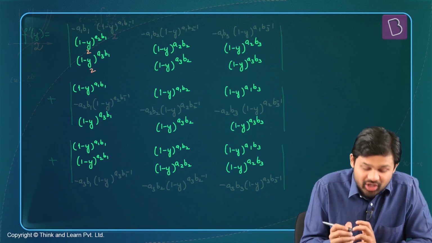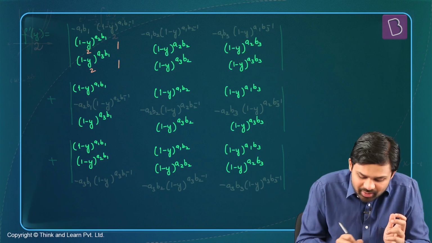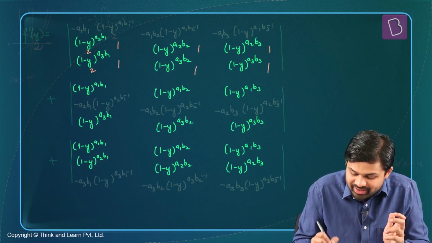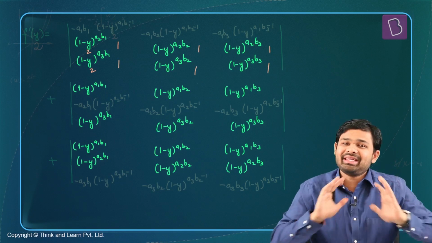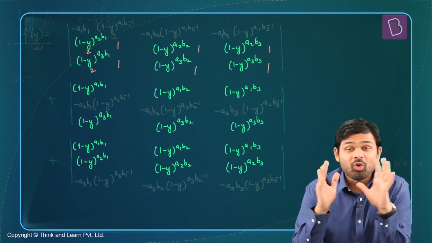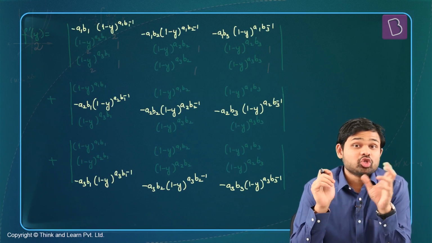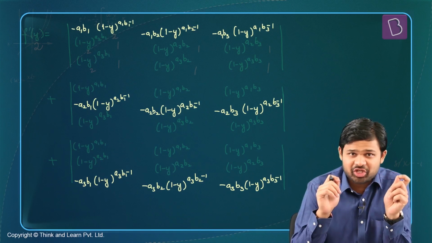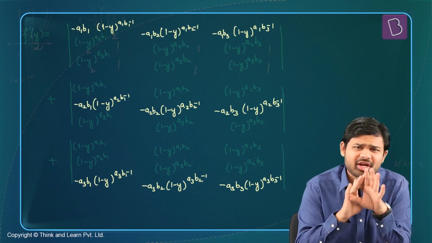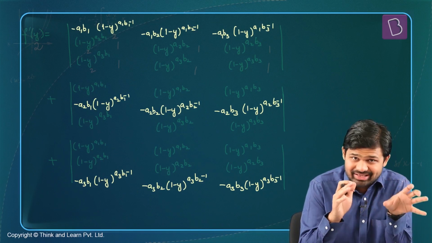So this will be equal to 1. This will be 1. This will be 1. So all my green elements are actually going to be 1. What about my yellow elements? My yellow elements have a coefficient aibj. They are going to stay as aibj's with a minus sign there.